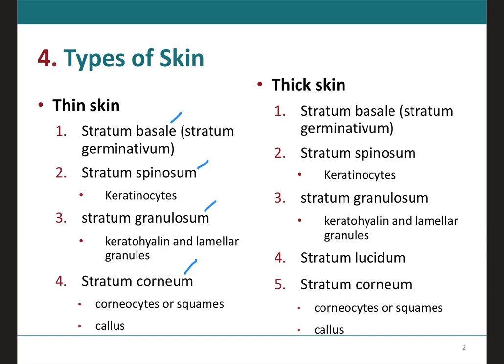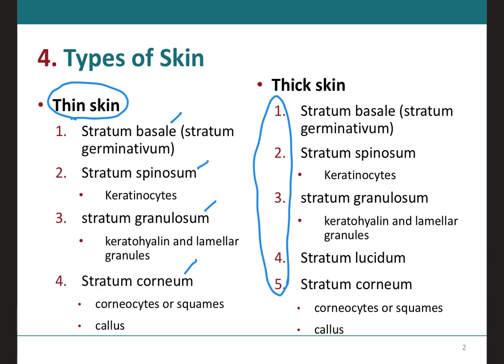This is called the thin skin. Where exposure to friction is greatest, such as in the fingertips or palms of your hand and soles of your feet, the epidermis has 5 layers or strata: the stratum basale, the stratum spinosum, stratum granulosum, stratum lucidum, and a thicker stratum corneum, and this will be called the thick skin.